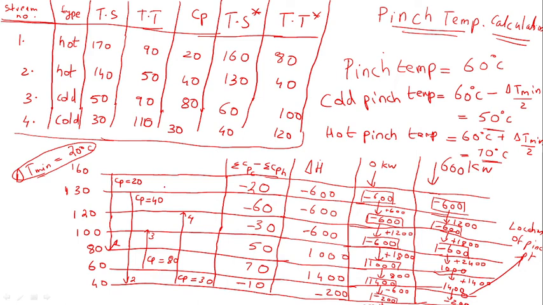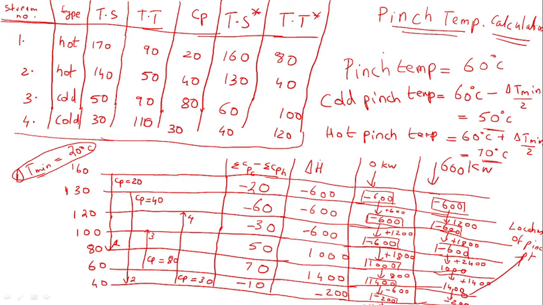Delta H is obtained by CPC minus CPH into the temperature difference, that is delta T. Like here the temperature difference is 160 minus 130, which is 30. So 30 into minus 20, we will obtain minus 600. Similarly here the temperature difference is 120 minus 100, which is 20, so 20 into minus 30 is minus 600. So all the enthalpy values are tabulated.